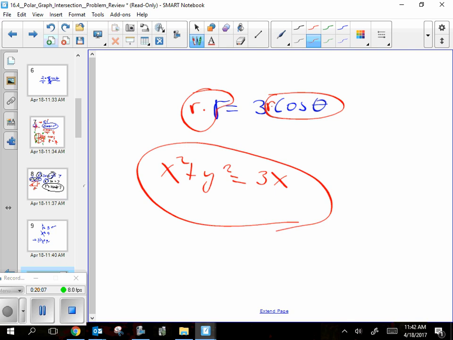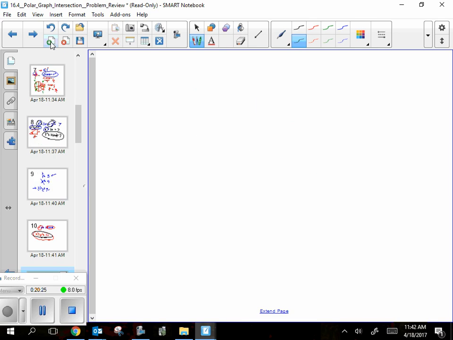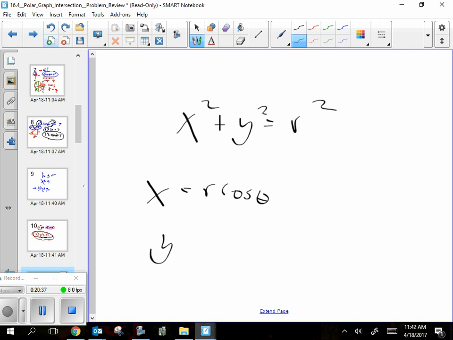Okay, so that's the concept of translating equations from polar to rectangular or from rectangular to polar. You only really need two things for doing this. X squared plus y squared equals r squared. And you also have to know wherever you see an x, what can you put? R cosine theta. And wherever you see a y, what can you put? R sine theta.